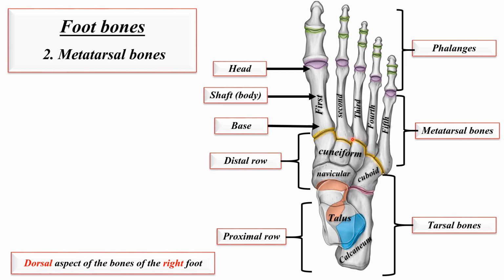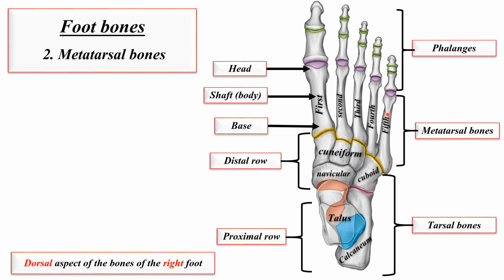We call them tarso-metatarsal joints, while distally here they articulate with the phalanx at this joint here, this one, and this one. Those joints are called metatarsophalangeal joints. Here, this is the first metatarsophalangeal joint. This is the second metatarsophalangeal joint. This is the third, fourth, and fifth metatarsophalangeal joint.